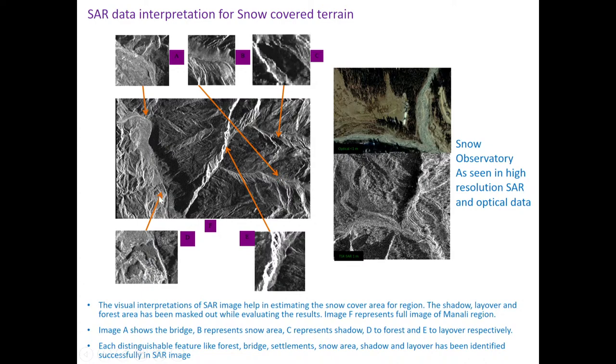And then you can see this is the forest patch. Here is a zoomed version of this. This is the forest patch. This is layover. This is shadow. This is snow cover, and this is the bridge present in this region. This is the optical data, or Google image. You can see here this is the snow observatory of DGRE in Dundi, Manali. Because this is a structure, it appears bright in this image. And this is the snow observatory of DGRE present in the image. So this is how we can interpret the SAR data.